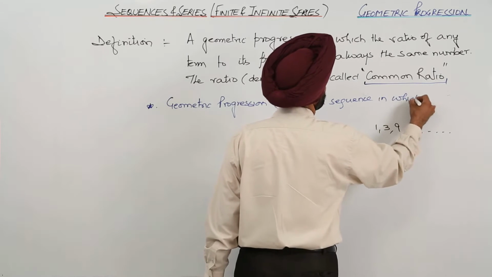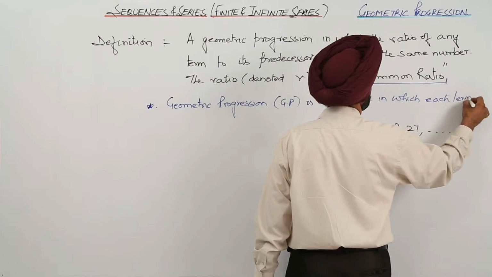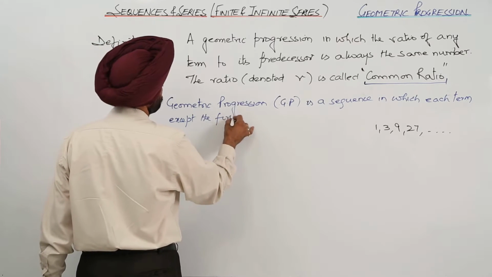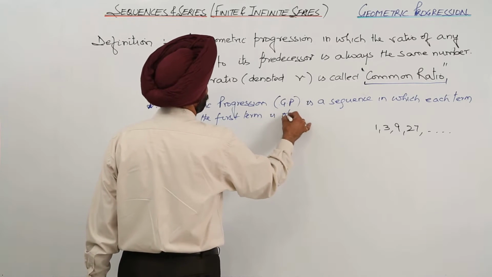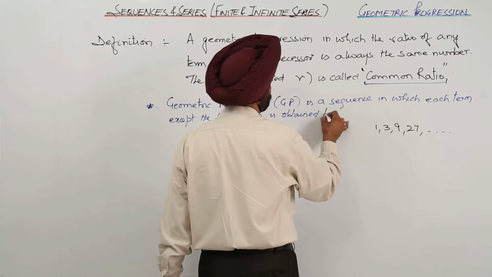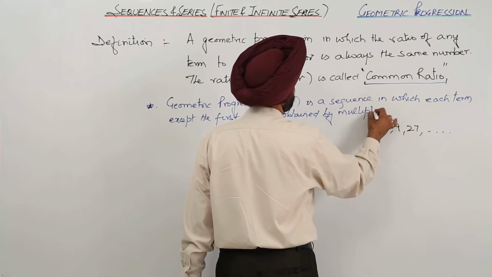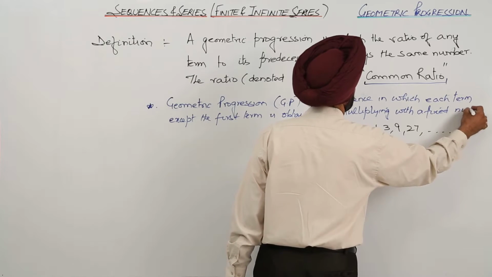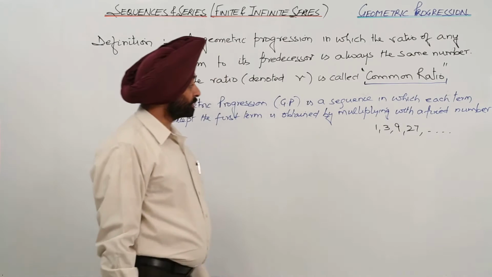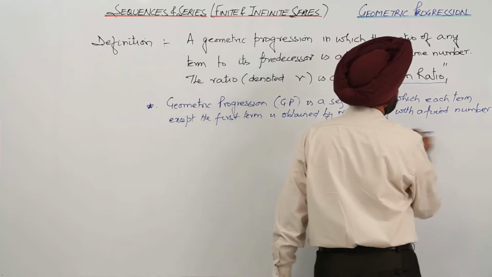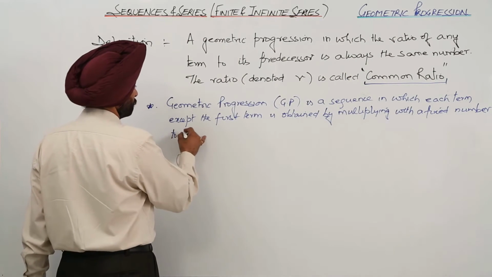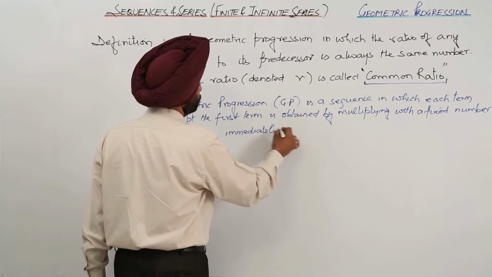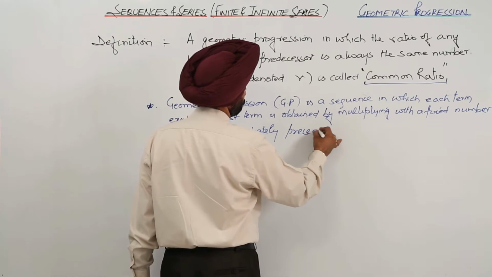in which each term, except the first one, each term except the first term, is obtained by multiplying with a fixed number to the term immediately preceding.